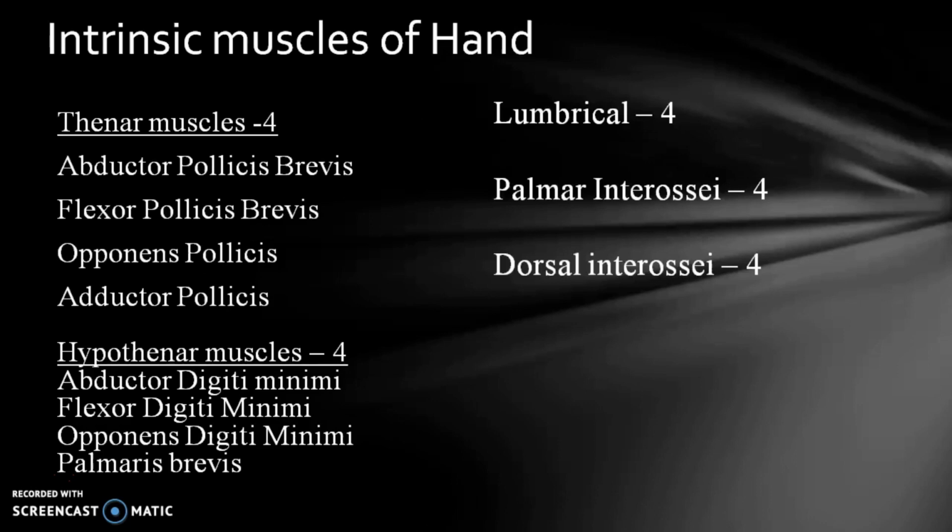And the next set of muscles is lumbricals, which is again 4 in number. In lumbricals you have to remember the first 2 lumbricals are unipinnate and the third and fourth lumbricals are bipinnate. Talking about palmar interossei, it is again 4 in number and all the muscles are unipinnate. Talking about dorsal interossei, this is again 4 in number and these muscles are bipinnate in nature.